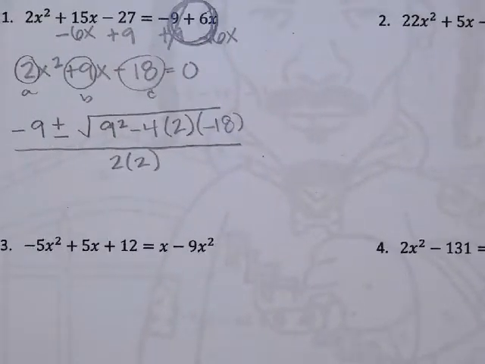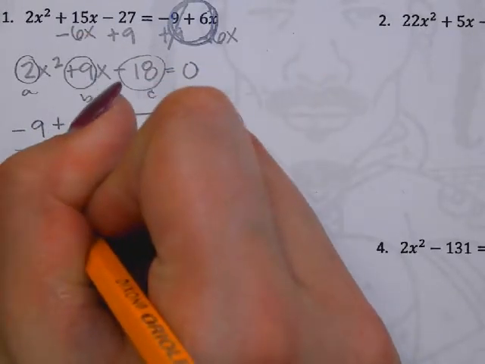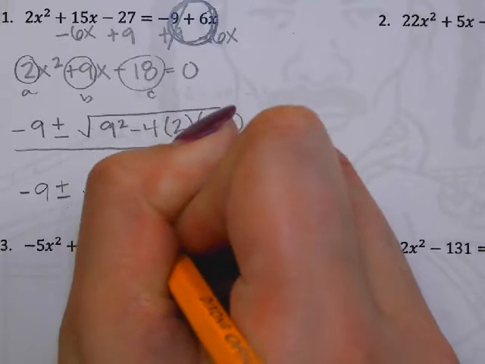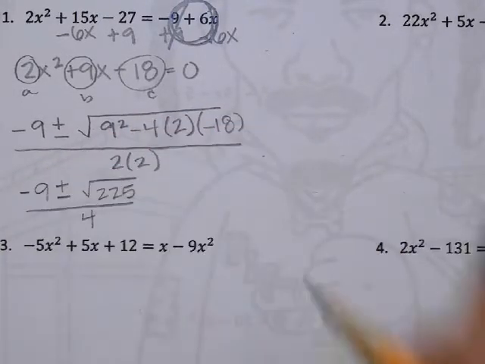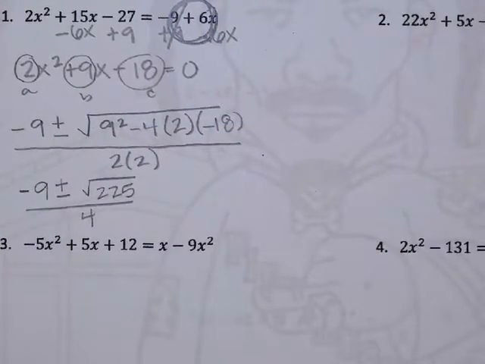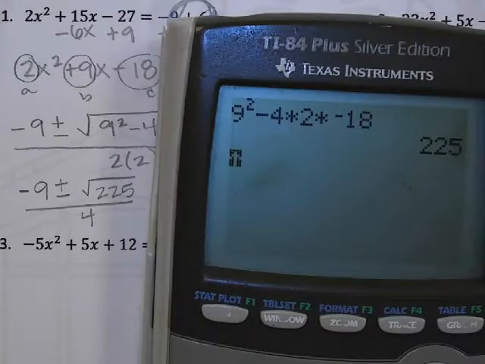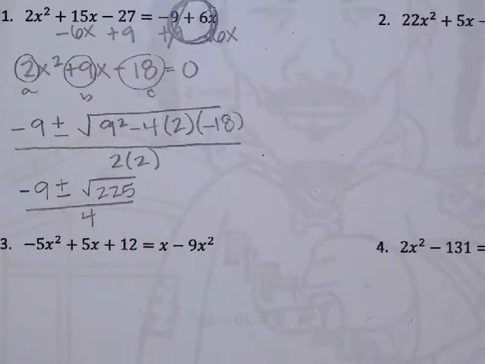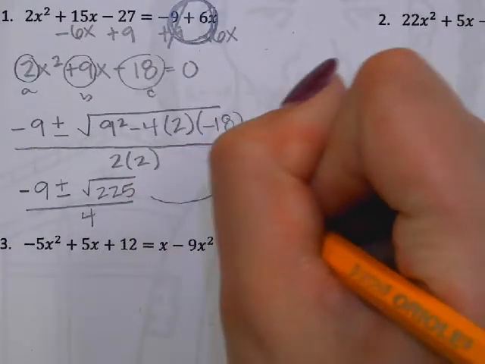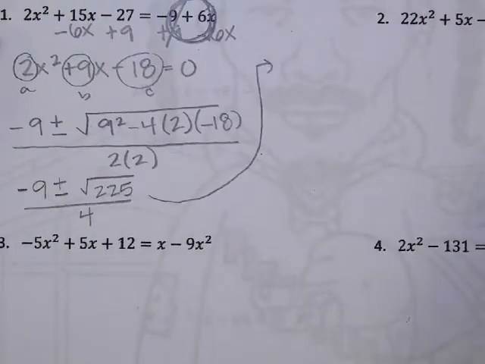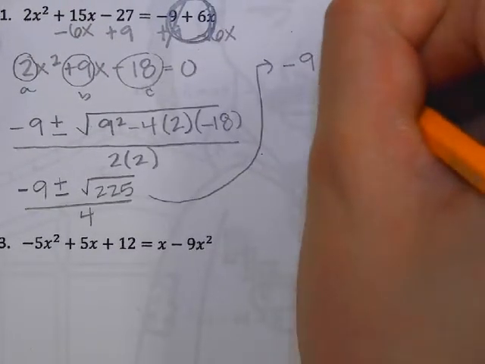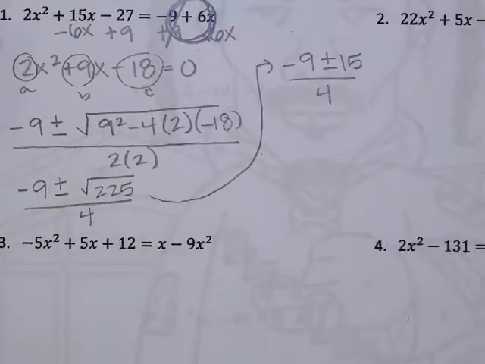All right, so we have negative 9 plus or minus the square root of 225 over 4. Is 225 a perfect square? Yes. Okay. So the square root of 225 is 15. Okay, so what we have is negative 9 plus or minus 15 over 4.